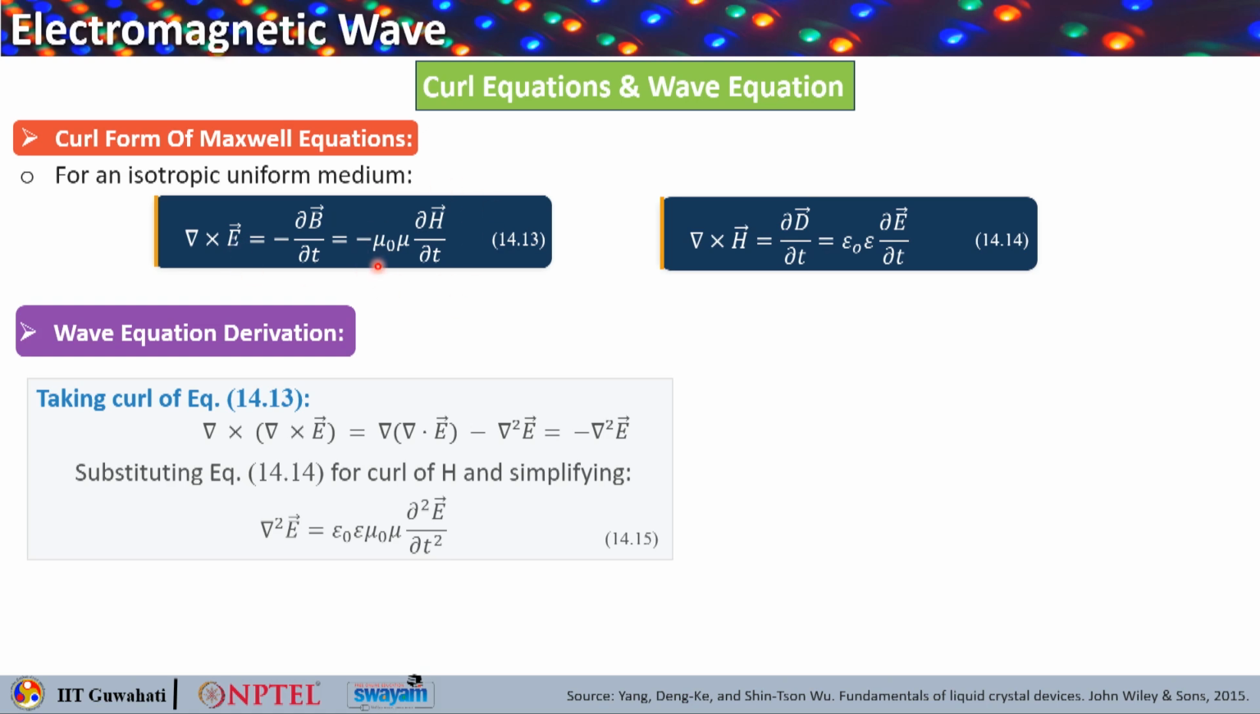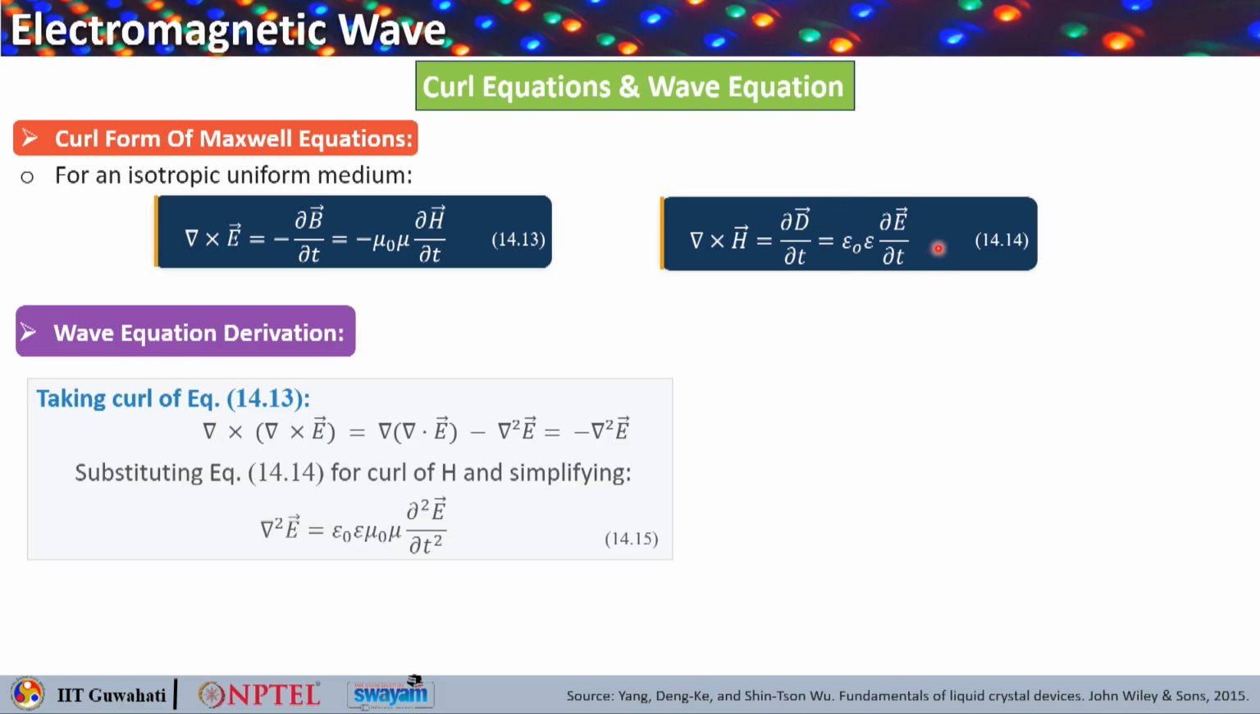So you can write minus mu naught mu dou dou T curl of H. Okay, and curl of curl of E can be written as gradient of divergence of E minus del square E. Now in a source free medium, divergence of E will be 0, so this term becomes 0, so you just have minus del square E. What you have here is basically minus, because you are taking curl of this equation, so you have curl here also, you have minus mu naught mu dou dou T curl of H.